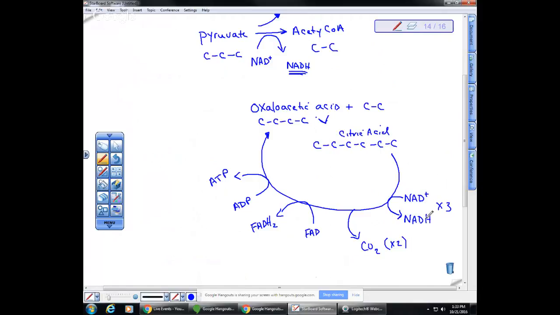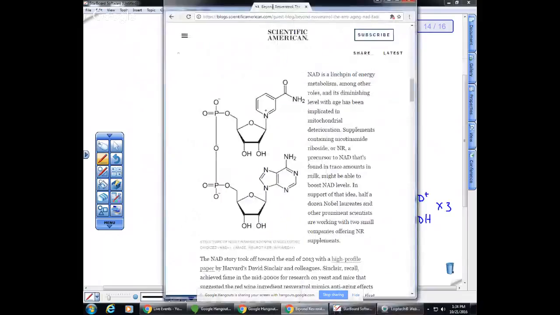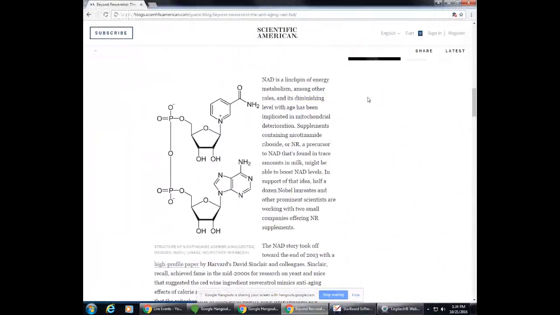It's kind of interesting because as we get older, we actually have less of this molecule, and so it's thought to be possibly a source of aging. And it was really interesting because when I was reviewing this information for my lecture on my Facebook page, there was an advertisement for an anti-aging drug. And this anti-aging drug is a precursor to NAD. So the idea here is that as we get older, our mitochondria are less able to produce energy, and so our cells start to deteriorate.